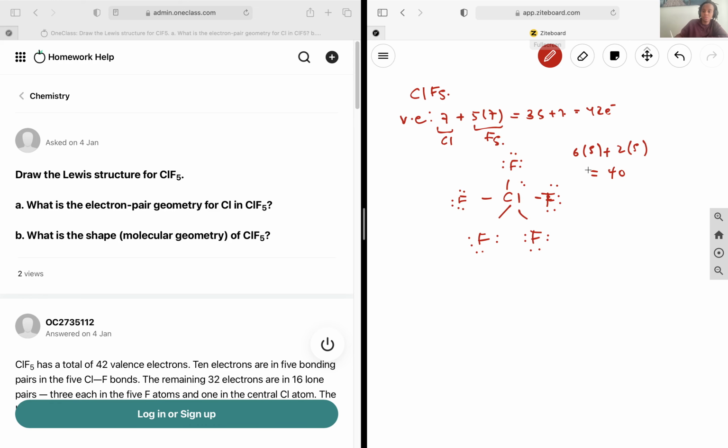Okay, and so now we want to double check on our formal charges on each of them, just to ensure everything is making sense. So on the fluorine, we are going to have 7 minus 6 minus 2 over 2, and that is going to give us 7 minus 7, which is 0. On the chlorine, we are going to have 7 minus 2 minus 10 over 2, which is 7 minus 7, so again 0. So the formal charges make sense, valence electrons are all accounted for, and this structure is possible because chlorine is allowed an expanded octet.